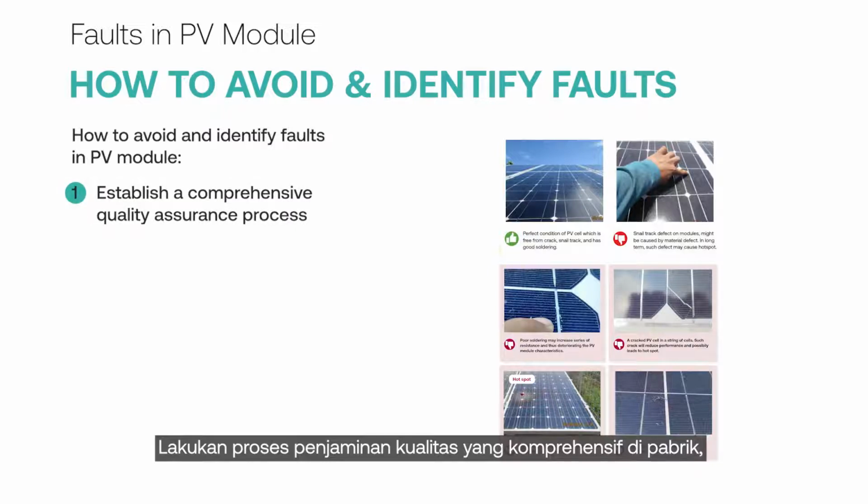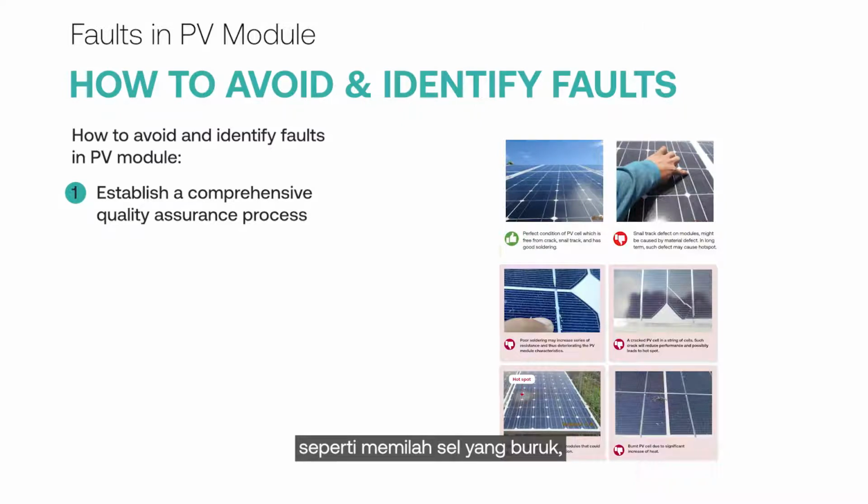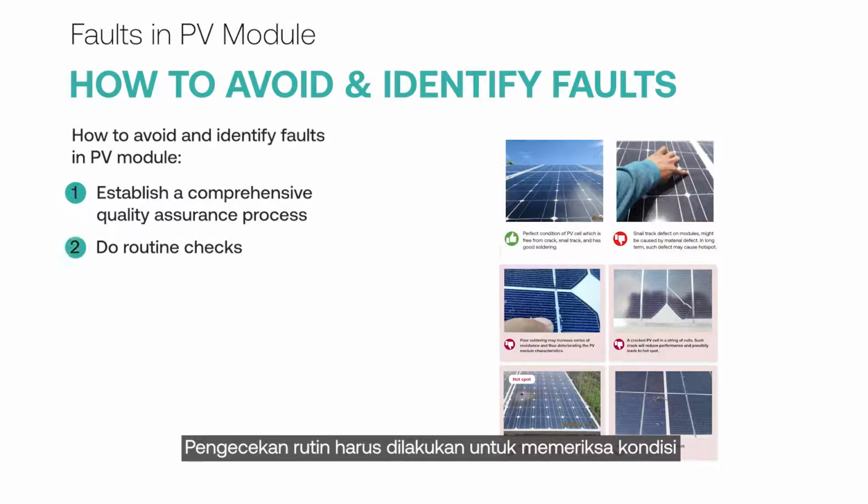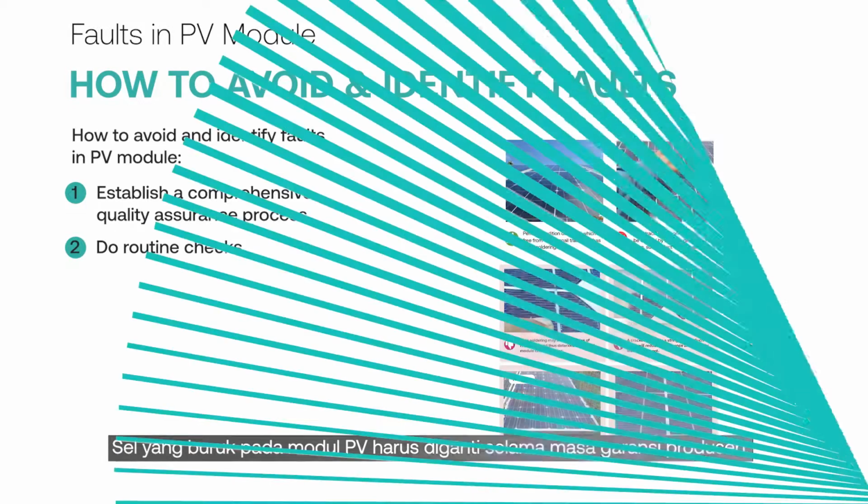Establish a comprehensive quality assurance process at the factory, such as sorting out the bad cells. Carry out an electroluminescence check to identify poor soldering quality, micro cracks, and poor lamination. And run mechanical load tests to determine the damage that may be caused by vibration or load. Routine checks must be done on the PV module condition as preventive maintenance. A PV module consisting of bad cells must be replaced by the manufacturer during the warranty period.